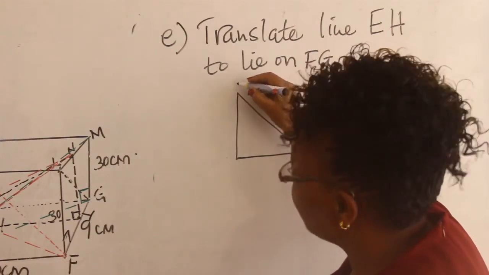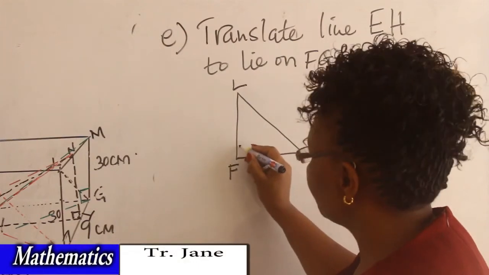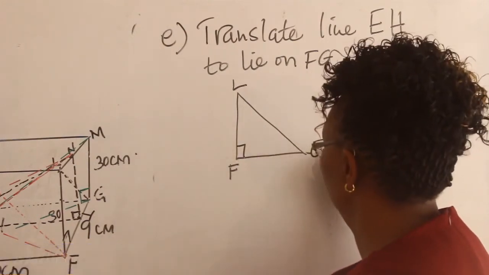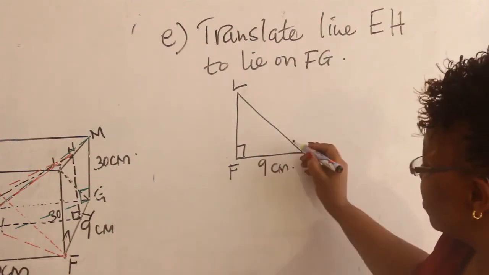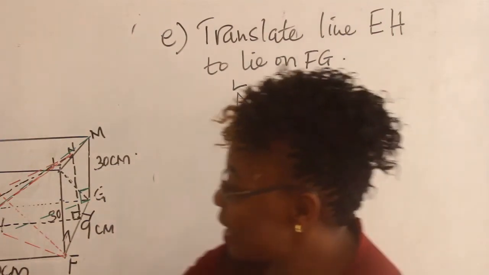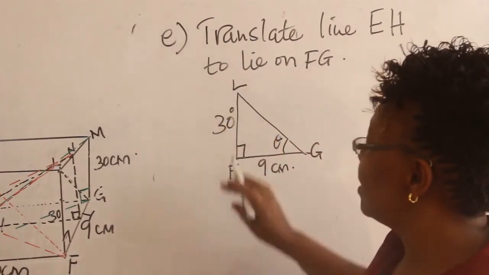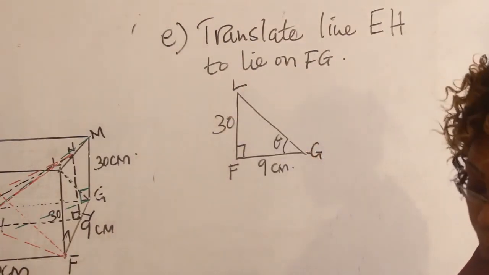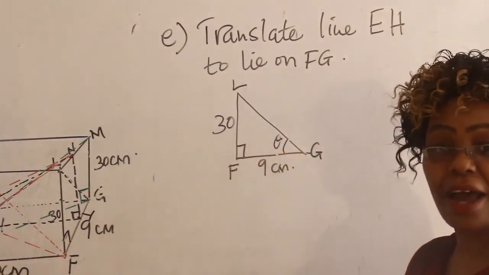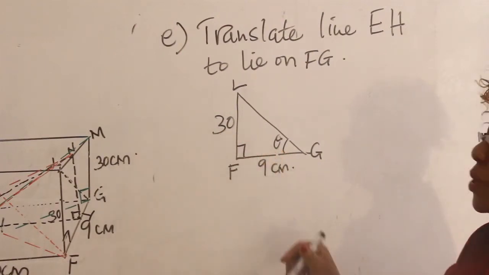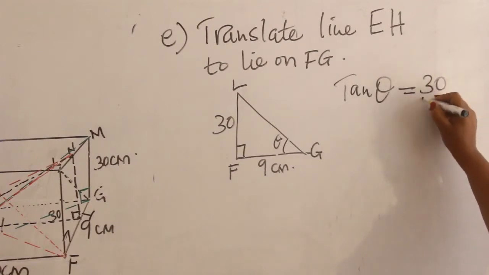So this is L, this is F, and this is our G. This is 9 centimeters, and we want this theta. Our FL is 30 centimeters. So how do you work out this, learner? To work out this, you use tan theta. So tan theta is equal to 30 over 9.